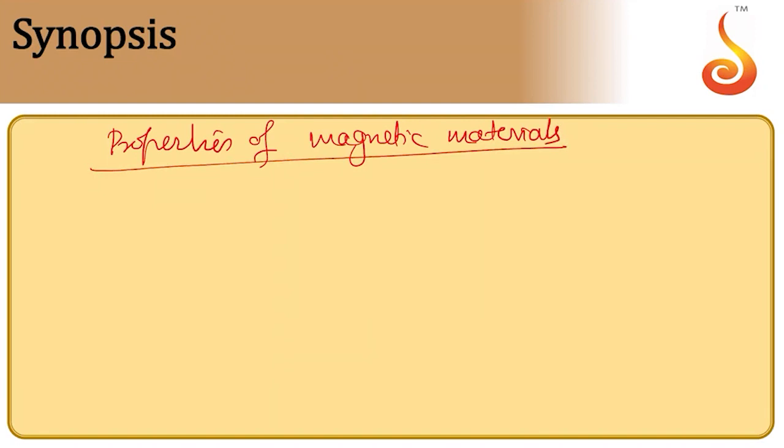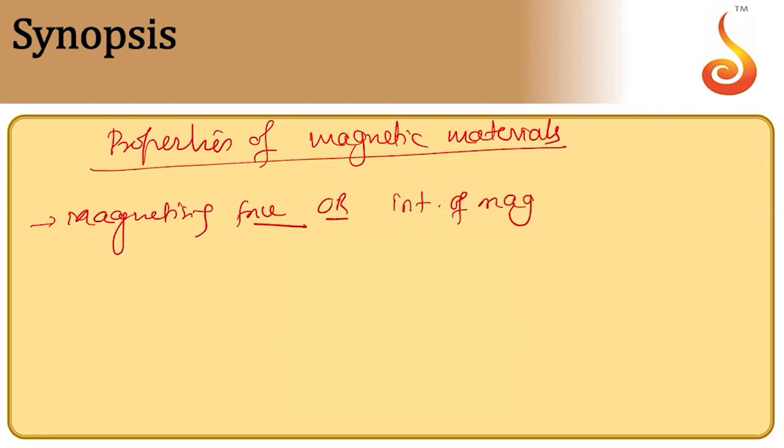First one is magnetizing force or intensity of magnetizing field, H. This is defined as the force experienced by a unit north pole placed at a point in the field.